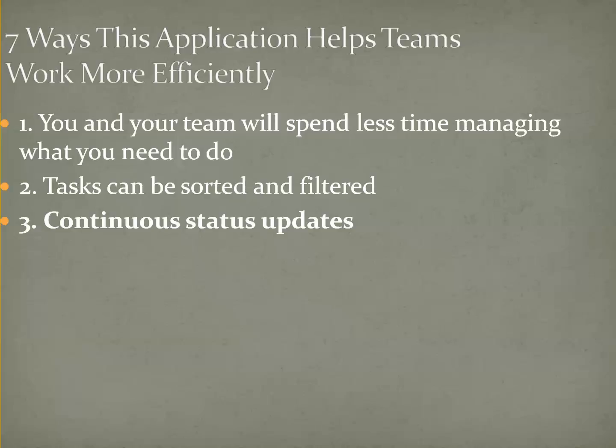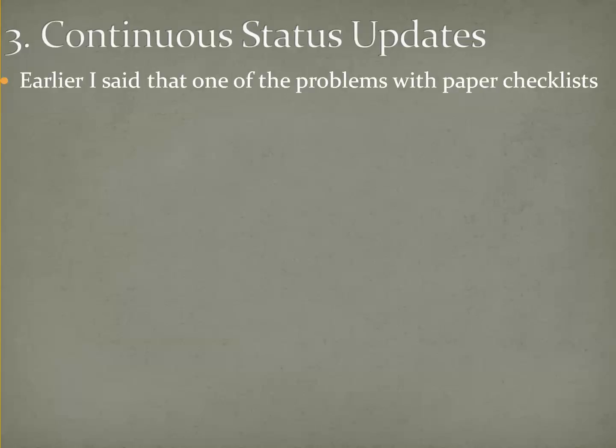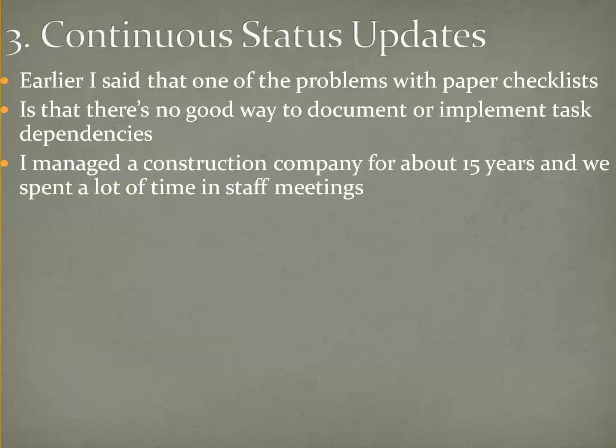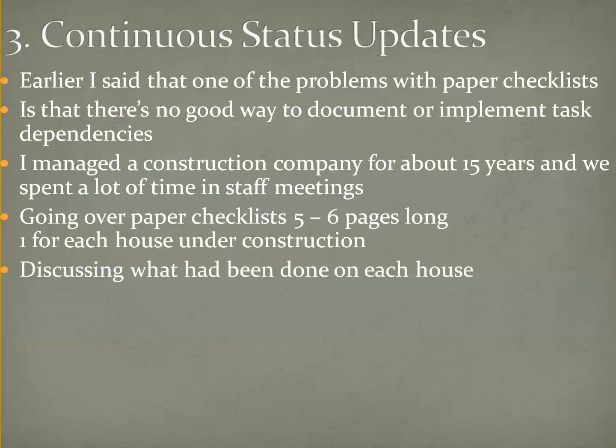So the third way that it helps your teams work more efficiently is continuous status updates. Earlier I said that one of the problems with paper checklists is that there's no way to document or implement task dependencies. And I managed a construction company for about 15 years, and we spent a lot of time in staff meetings going over paper checklists, 5 to 6 pages long for each house we had under construction.